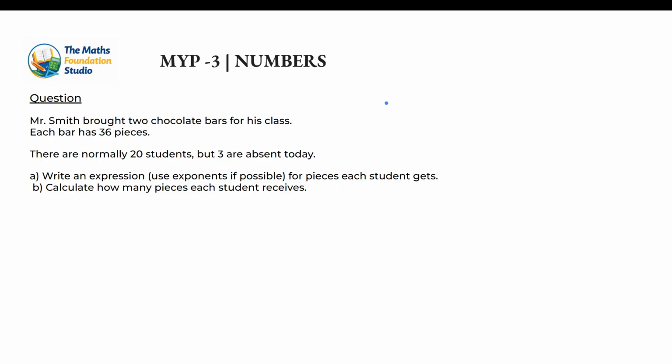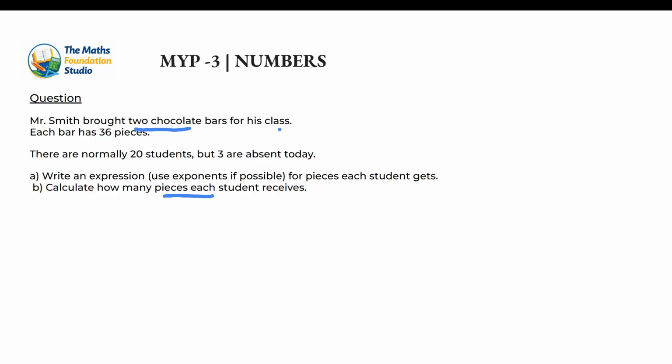Mr. Smith bought 2 chocolate bars for his class. Each bar has 36 pieces. There are normally 20 students, but 3 are absent today. Write an expression using exponents if possible for pieces each student gets. Calculate how many pieces each student receives.